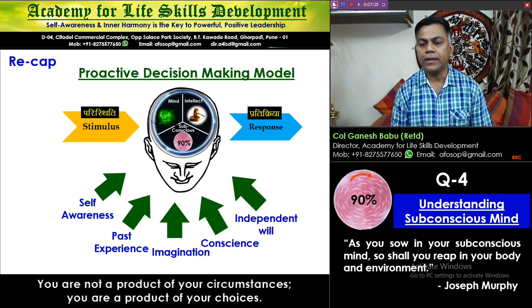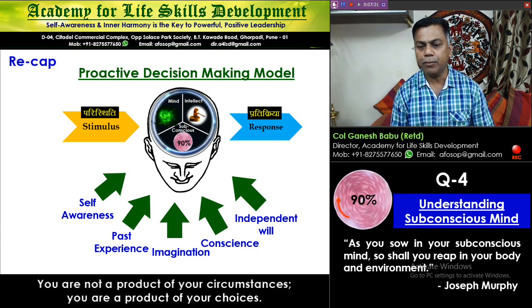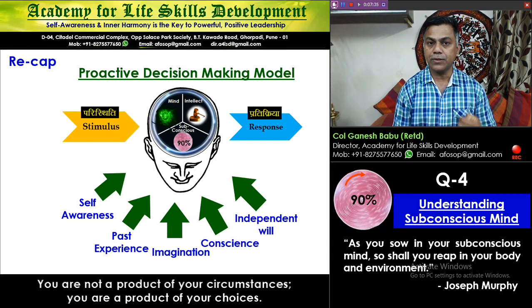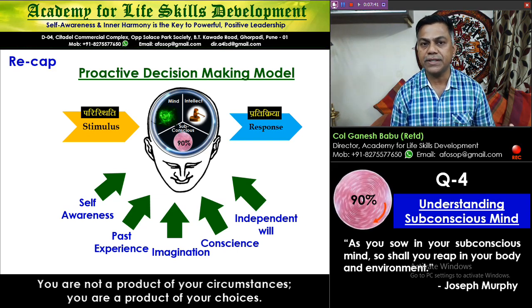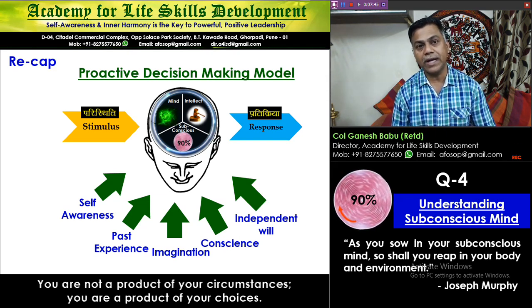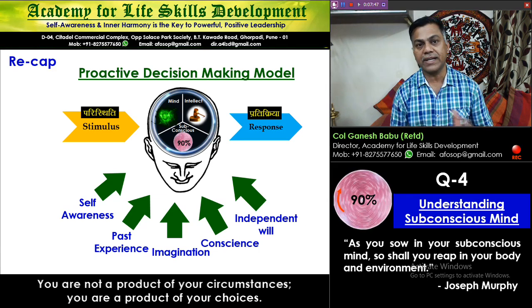And there's a famous quote from Joseph Murphy, the author of the book The Power of the Subconscious Mind: as you sow in your subconscious mind, so shall you reap in your body and environment. So if it is so true, it is also applicable to SSB. So your subconscious has to show what you demonstrate in the SSB. And I told you SSB is a subset of life. So this subconscious is active in life, and so it is active in SSB.